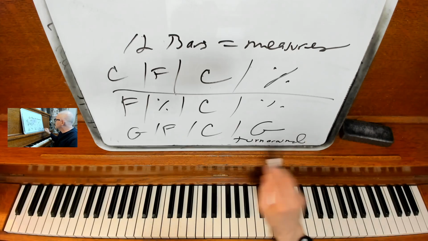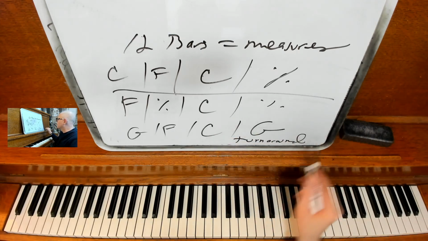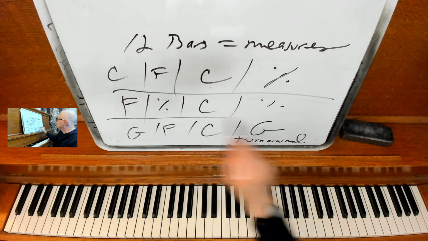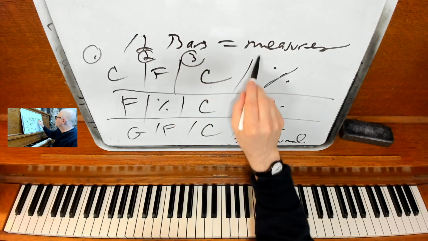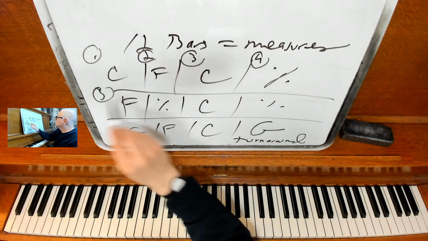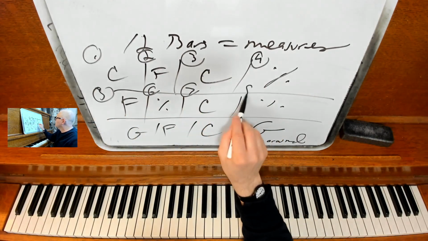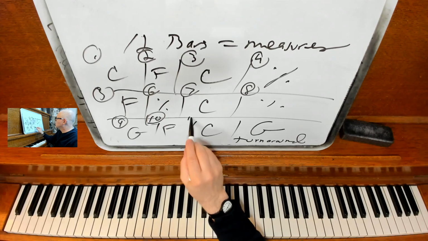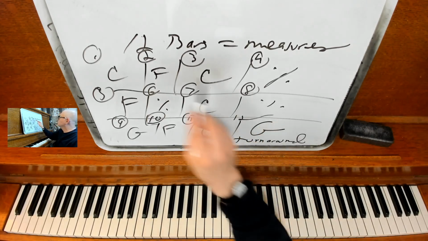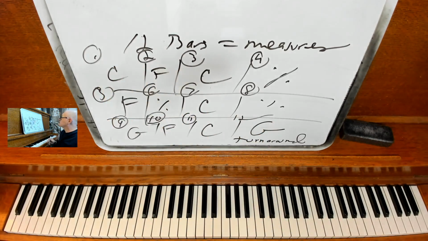Turnaround meaning that it's a chord that gets you back to the beginning, or you could have C again. These are just options. But 1, 2, 3, 4, 5, 6, 7, 8, 9, 10, 11, 12. Okay, so there's your 12 bar blues.